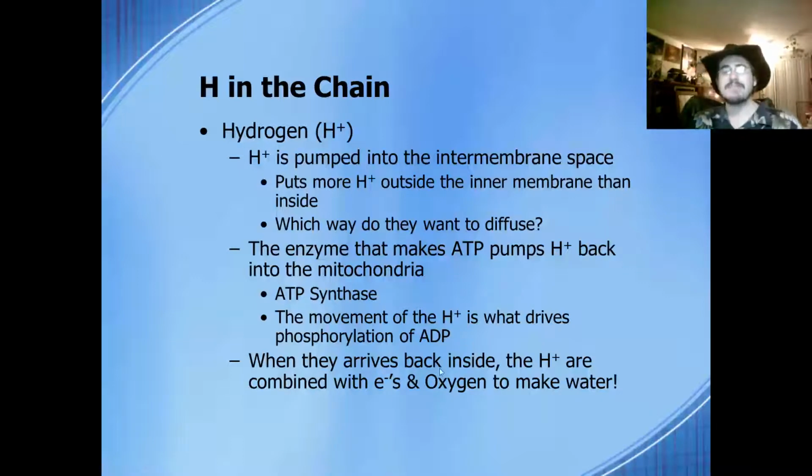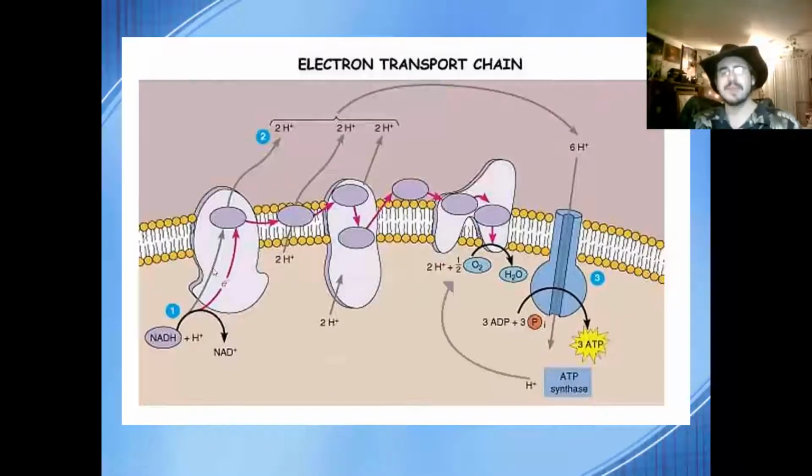So when they arrive back inside the inner membrane, back inside the mitochondrial matrix, those hydrogen ions are combined with the electrons and oxygen in order to make water. So 2 hydrogen plus half O2 yields H2O. And there it is again. Hydrogens are pumped into the intermembrane space, which creates a diffusion force, which causes the hydrogen to go through ATP synthase back into the mitochondrial matrix.